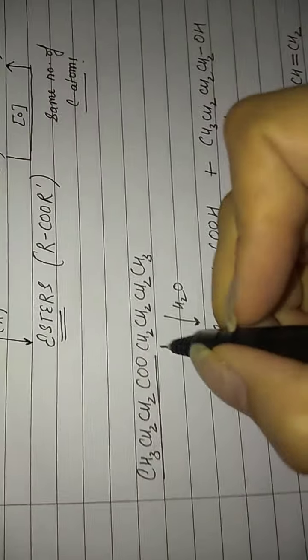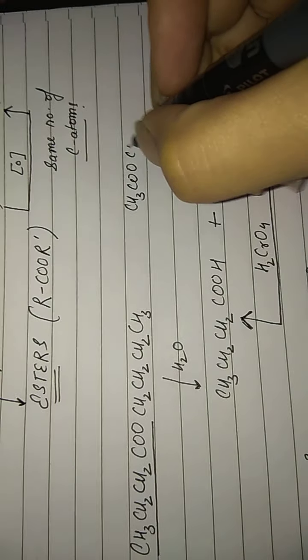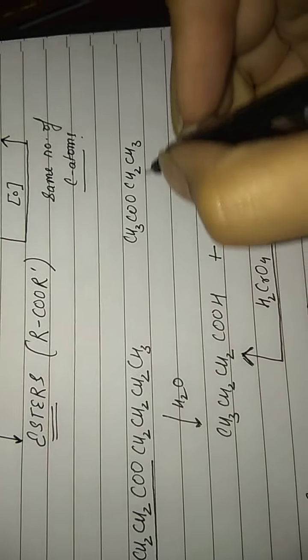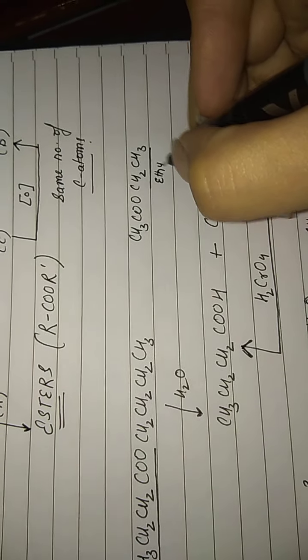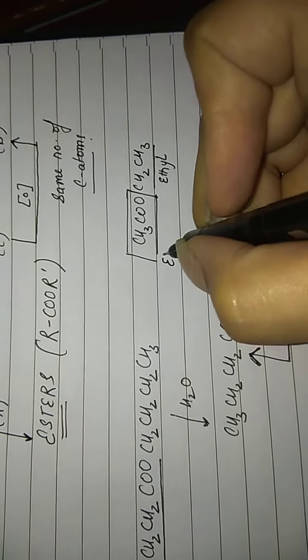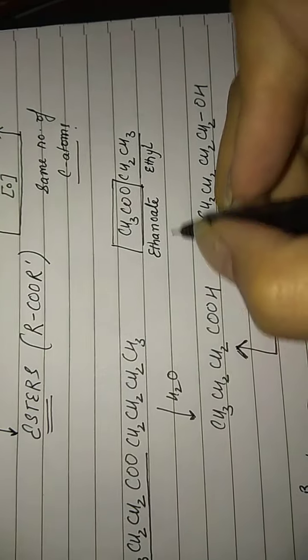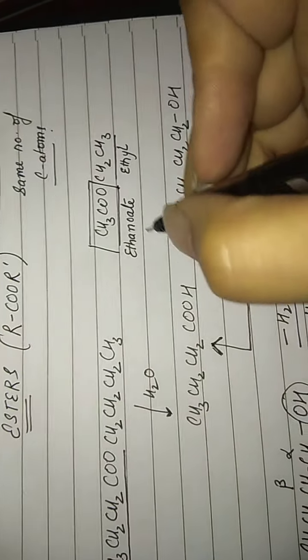Now, how will you name this particular ester? Let me take the example of what you did in class 10th. We did ethyl acetate. The formula of ethyl acetate was CH3COOCH2CH3. Another name of ethyl acetate, the actual name, was ethyl ethanoate. So ethyl comes from here and ethanoate comes from here, right? This ethanoate, in common organic language, can also be referred to as acetate.